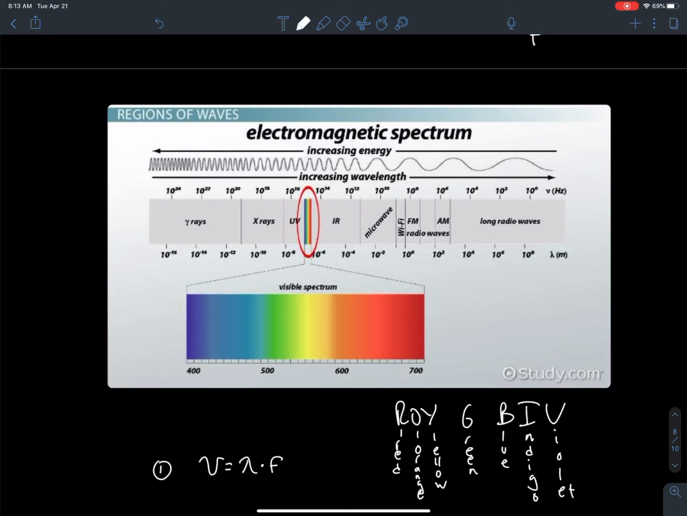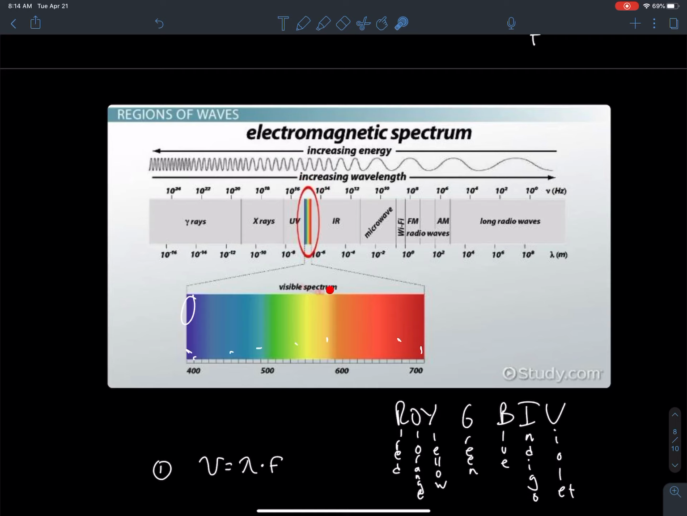That would be just going in the opposite way. Red, orange, yellow, green, blue, indigo, and violet. That looks blue to me, but that's violet. And that would be your visible spectrum. So going from highest wavelength to shortest wavelength. So this is your highest wavelength, shortest wavelength, lowest frequency, highest frequency.